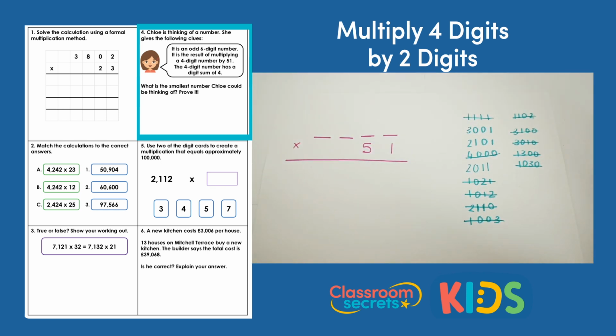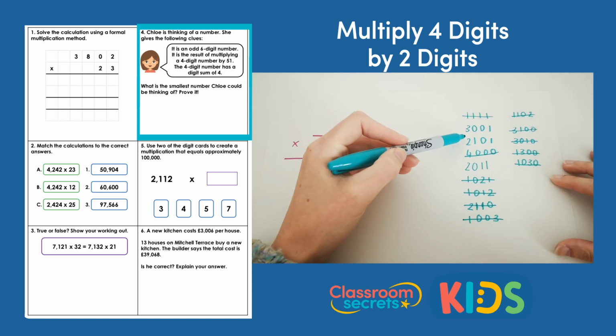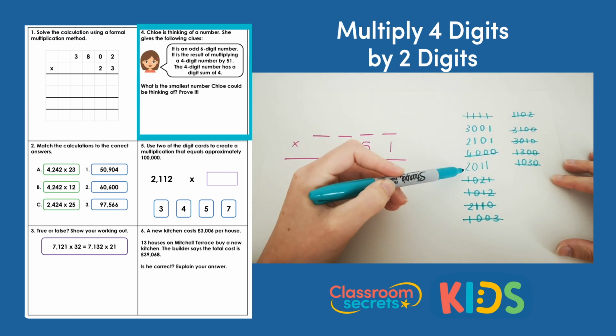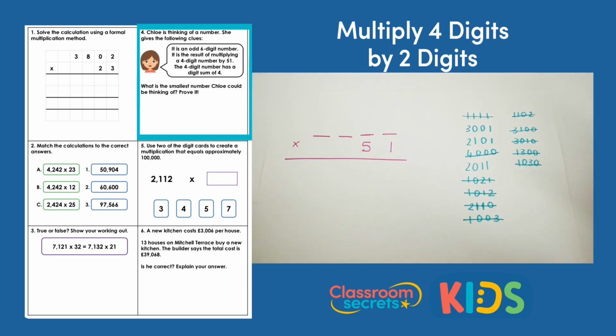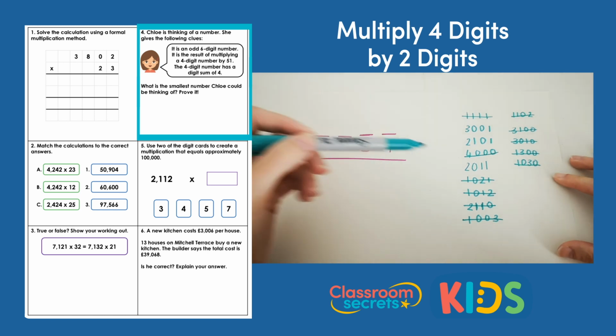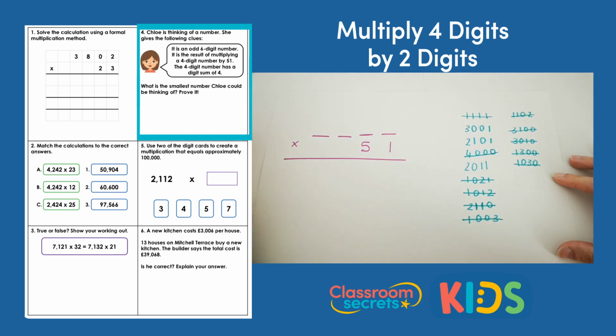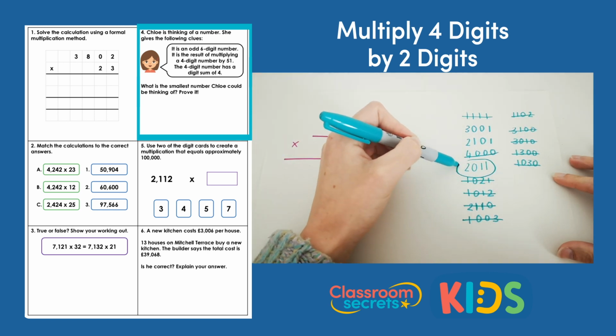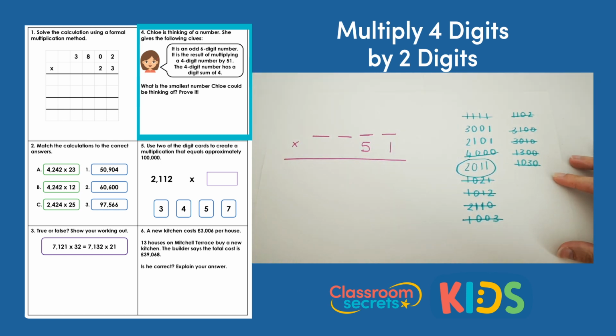So anything that has a 1 in the thousands column can also go. So now I'm left with 3 options. I've got 3,001, 2,101, 2011. Now, the thing is, the question says, what is the smallest number Chloe could be thinking of? Well, out of these three numbers that we've got left, the smallest is 2011. So I'm going to try with 2011.